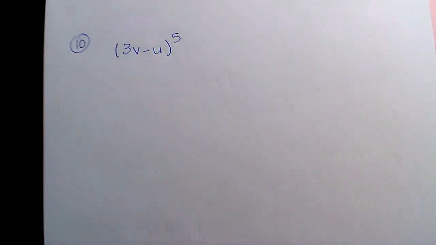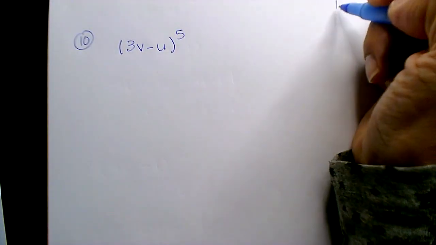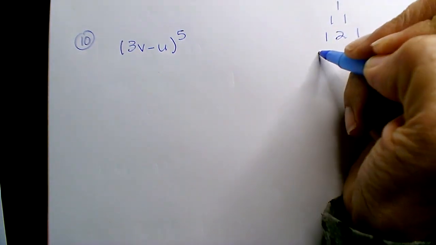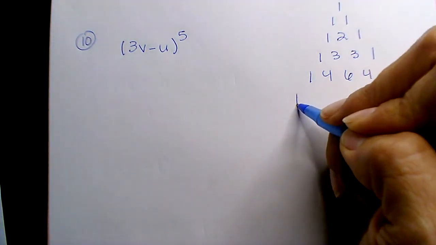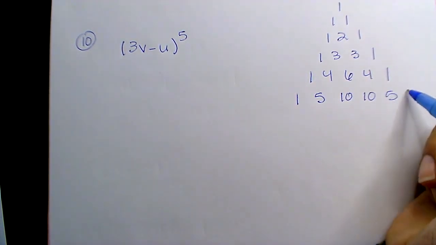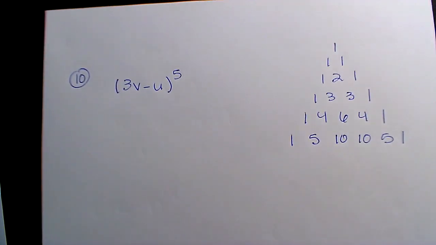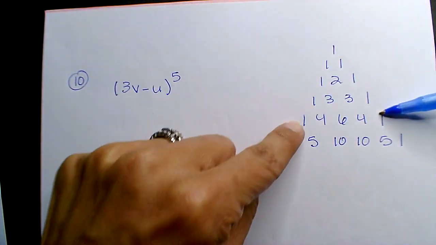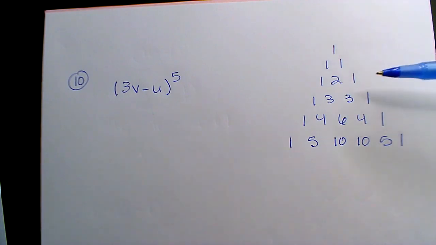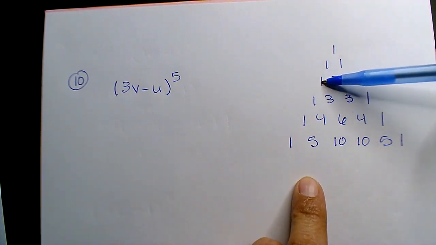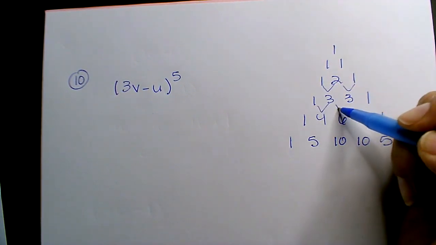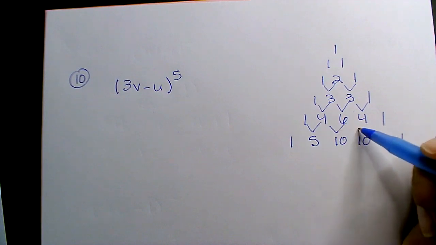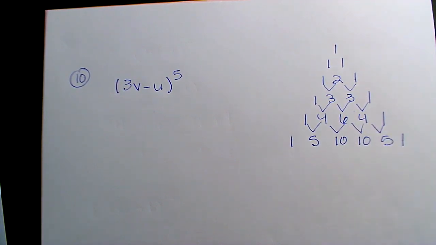Know how to build a Christmas tree? It's literally just 1, 1, 1, 1, 2, 1, 1, 3, 3, 1, 1, 4, 6, 4, 1, 1, 5, 10, 10, 5, 1. That's it. The ones are always there, at the end of the tree. This is Pascal's triangle. The middle numbers are the summation of the 2 numbers above them. That's how it gets built.